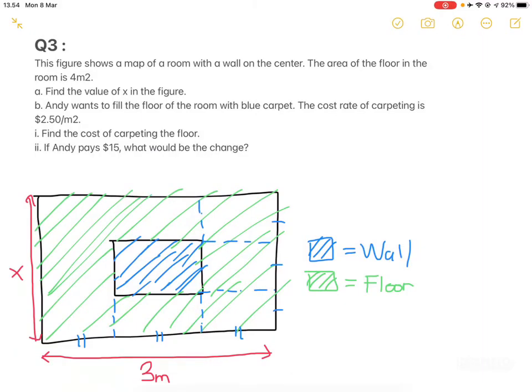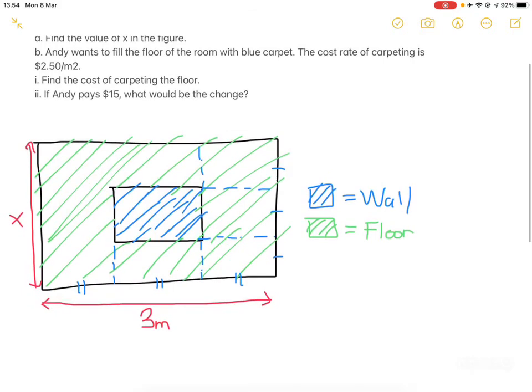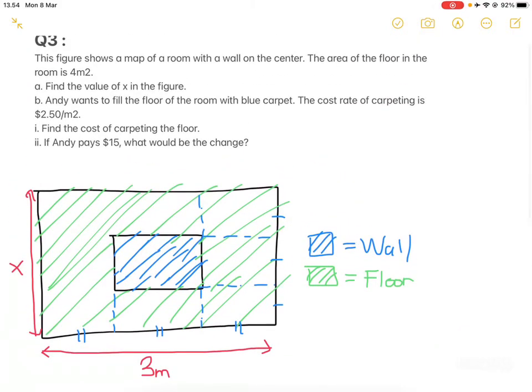Alright, for question 3, this figure shows a map of a room with a wall in the center. As shown right here, the area of the floor in the room, which is the green area, is 4 meters squared. First, we need to find the value of x in the figure, and for part B, it's pretty straightforward and easy to do. So we can form an equation in terms of x relating to the area of the floor.